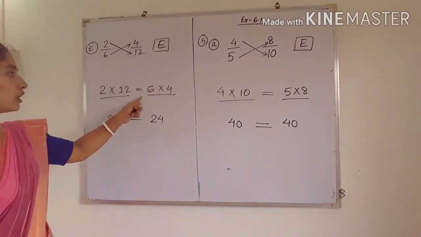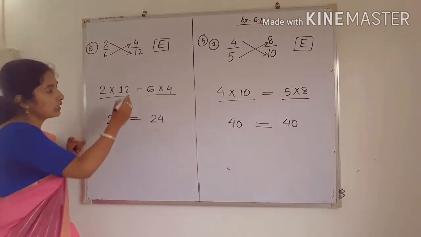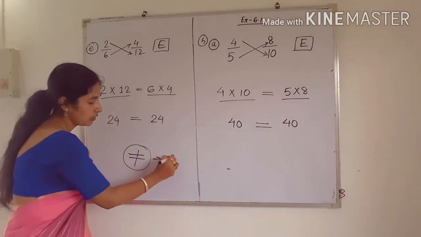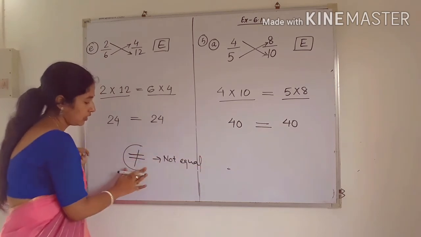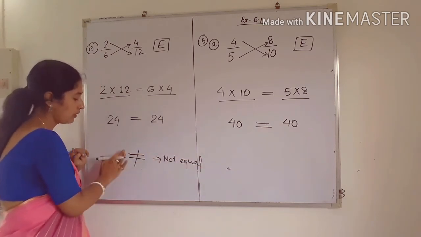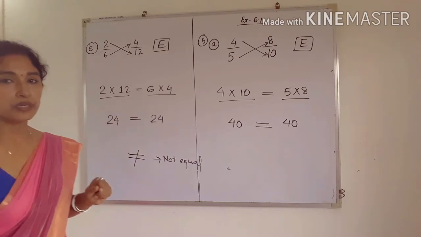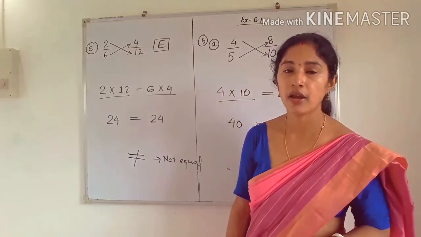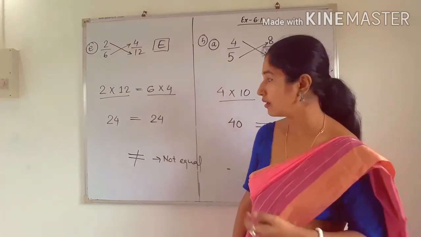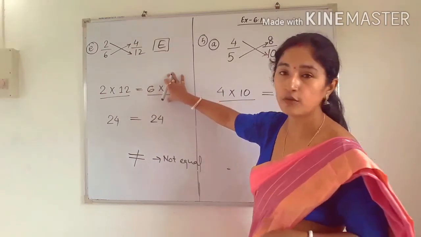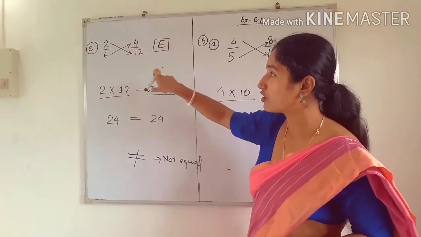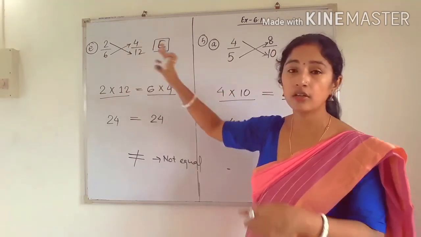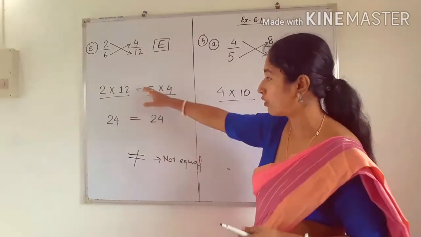What will happen if they are not equal? If they are not equal, then you have to write the symbol like this. This is the symbol for not equal. If you are doing this question in your copy, suppose it is asked in an exam and you have to write in the copy, you have to show the process. You have to show the steps. You have to cross multiply the numerator of the first fraction with the denominator of the second fraction. Like that you have to do.